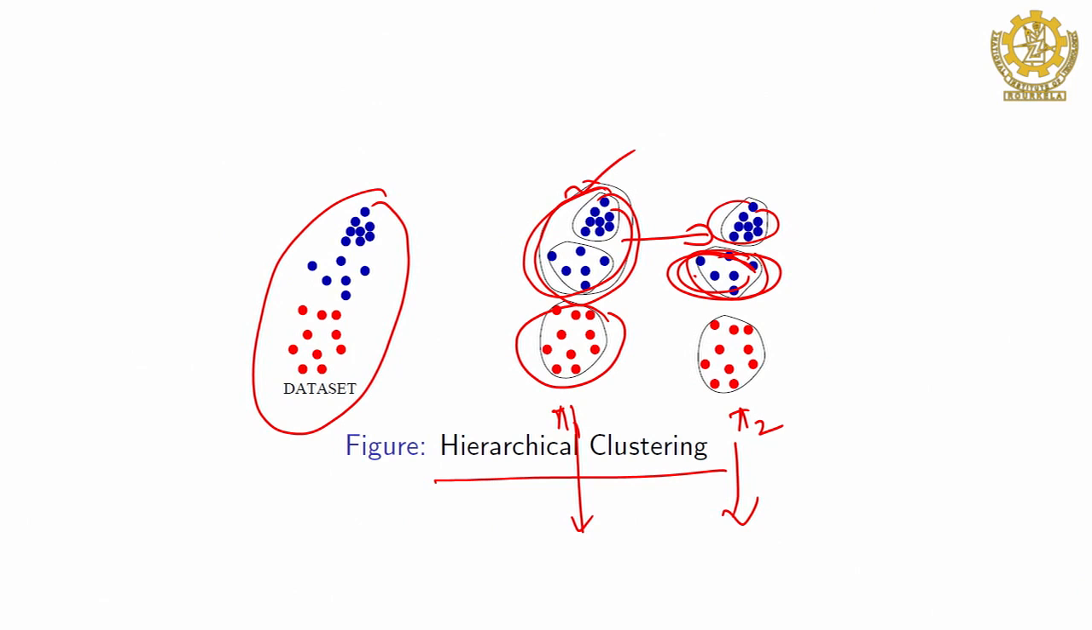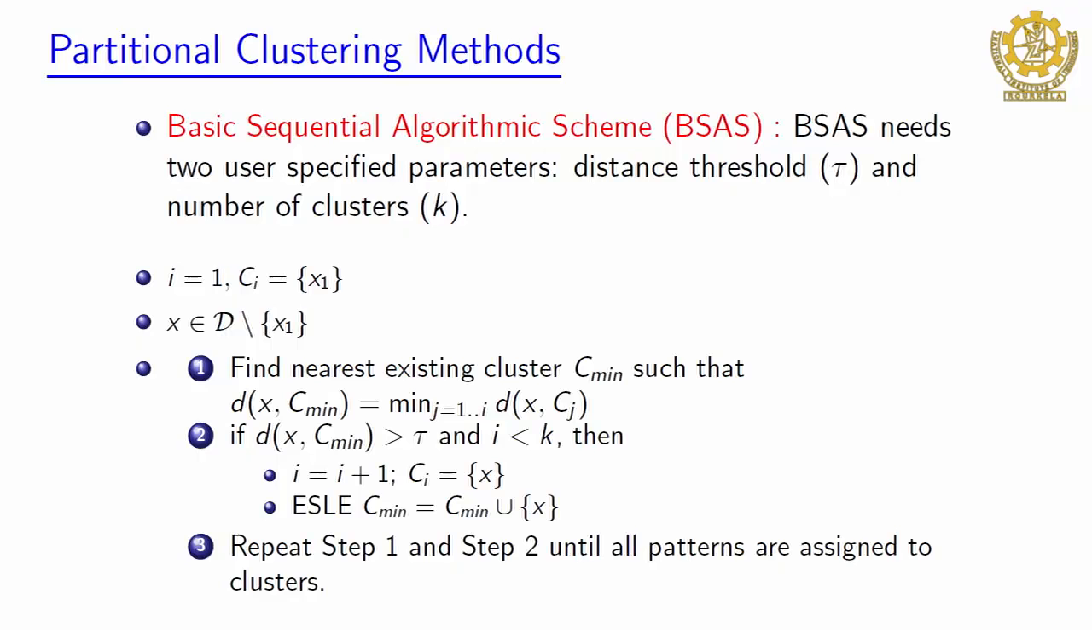We will show examples, because we will apply different clustering techniques, and some are hierarchical and some are partitional. So in today's class we will start with one easy partitional clustering approach. This algorithm was introduced maybe in the 60s or 70s. This is a partitional clustering approach, obviously. The algorithm name is BSAS, Basic Sequential Algorithmic Scheme.